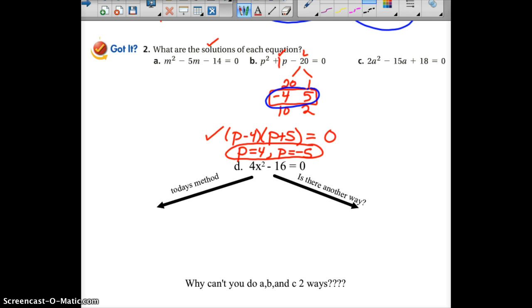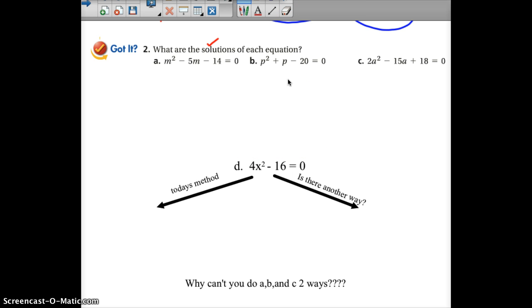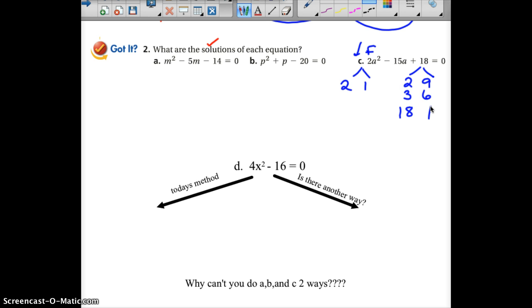So make sure you follow the process. You factor, set each factor equal to 0, and solve. So let's look at letter C. This one's a little harder because we lead in this 2. So what we know is we've got to be looking at 2 and 1, and how I can combine it with either 2 and 9, 3 and 6, or 18 and 1 to come up with that negative 15 in the middle.